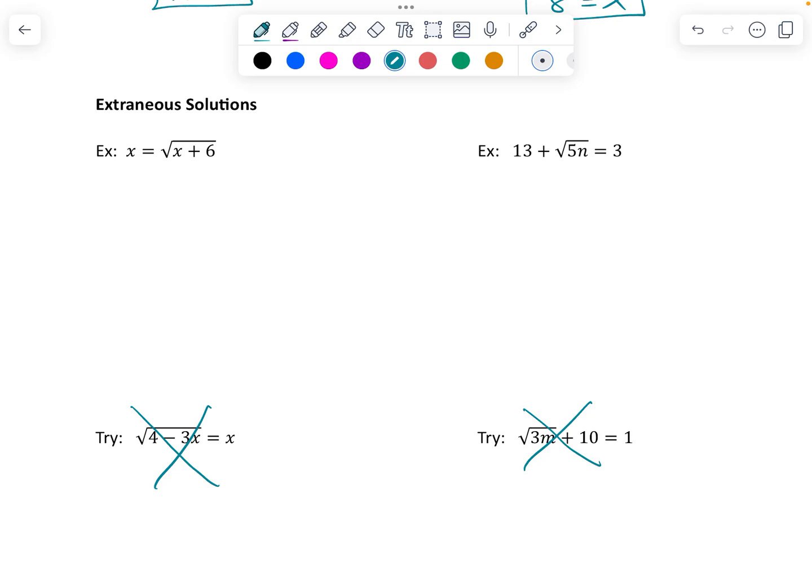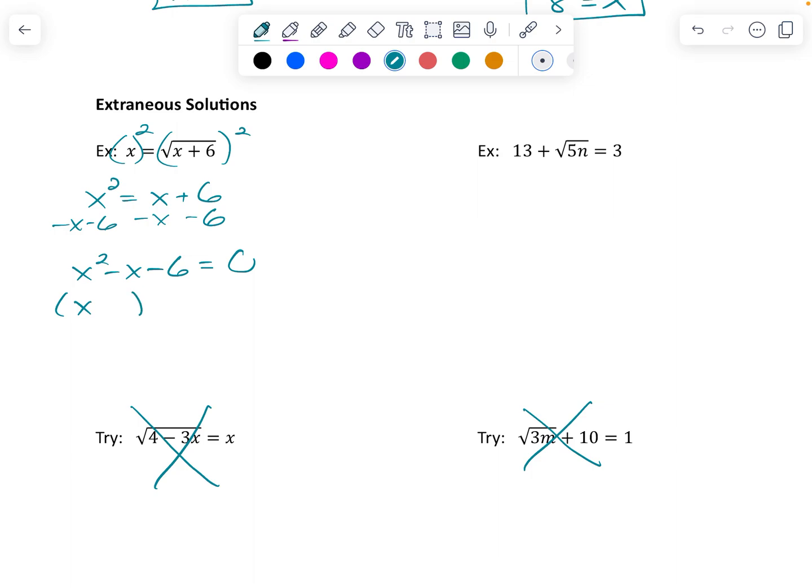These next two examples are interesting because they're a little bit different. When we square both sides, we're going to get x squared equals x plus 6. Let's move everything to the left. So we're going to subtract x and subtract 6 from both sides. So we're going to get x squared minus x minus 6 equals 0, because that's the way we solve quadratics. Now we can factor this. So x minus 3, x plus 2, which gives us answers of x equals 3 or negative 2.